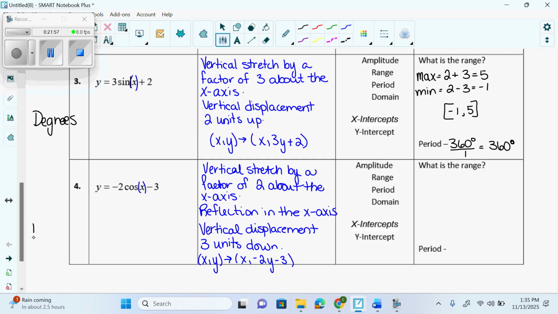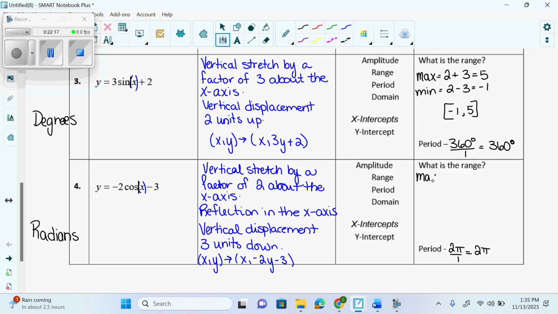This one, if it's in radians, what's the period? Two pi, because my B is just a 1 again. There's no horizontal stretch. So it'd be 2 pi over 1, which is 2 pi.